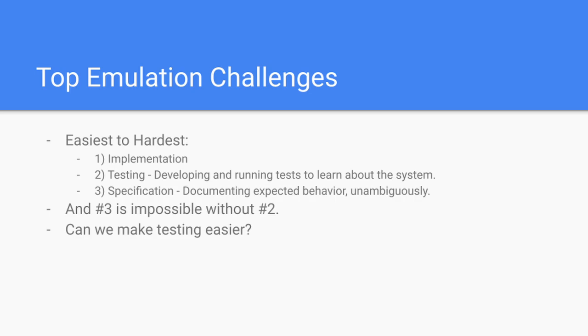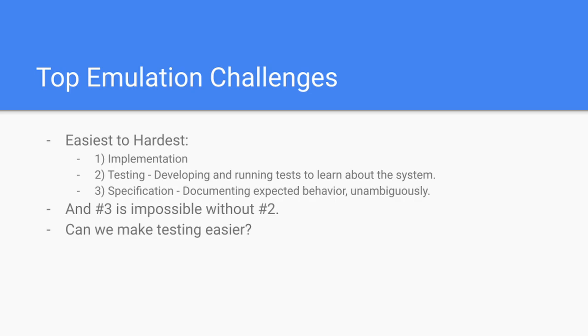There are three main challenges while developing an emulator. From easiest to hardest, these are: 1. Implementation. Once you know what to build, implementing these rules correctly in software. If you have a perfect specification of the system, implementation is usually a breeze. Number 2 is testing. When you're learning about a system, you need to develop tests in order to better understand the functionality of the system. Observing the results of these tests helps improve your knowledge.